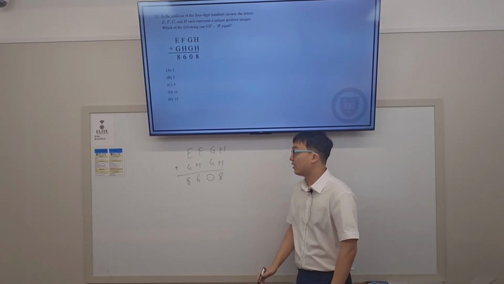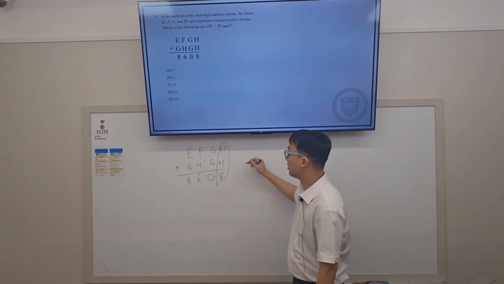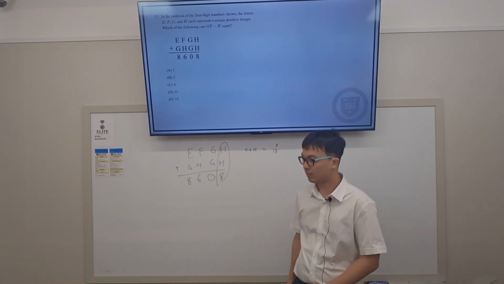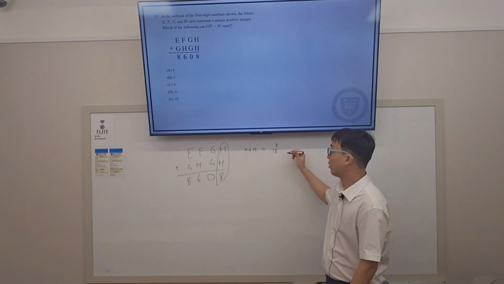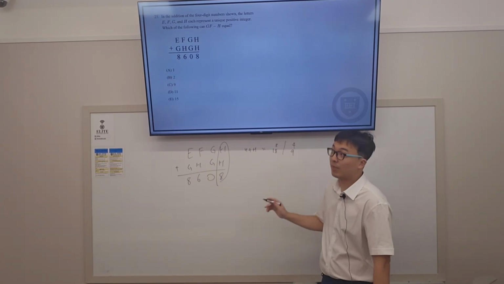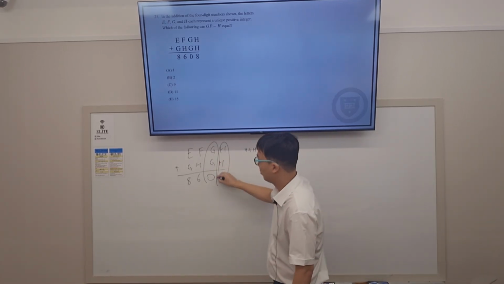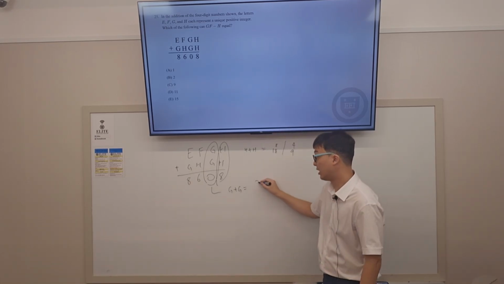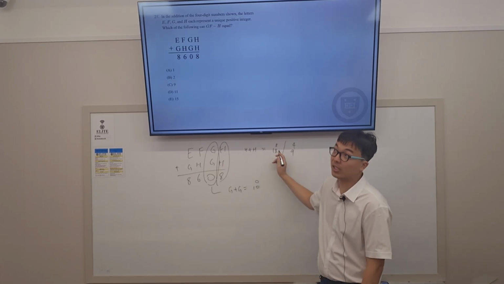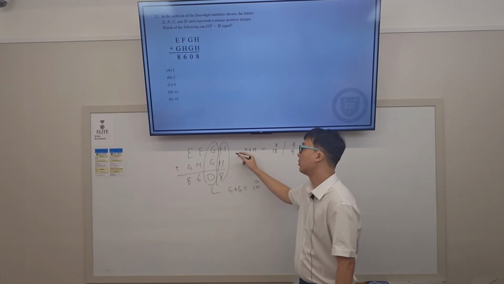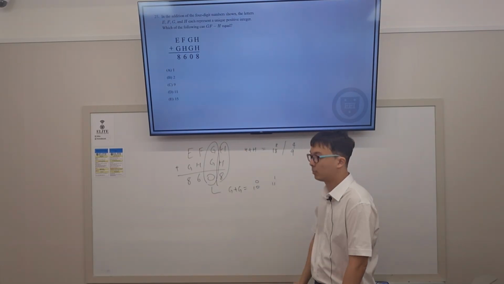So, the first thing that you can notice here is the ones digit: H plus H is equal to 8 or 18. Therefore, H must either be 4 or 9. We will keep this in mind as we look at the tens digit. The tens digit shows us that G plus G is equal to either 0 or 10 if H plus H is 8, or if H plus H is 18, then the 1 must carry over. So this would be 1 or 11.